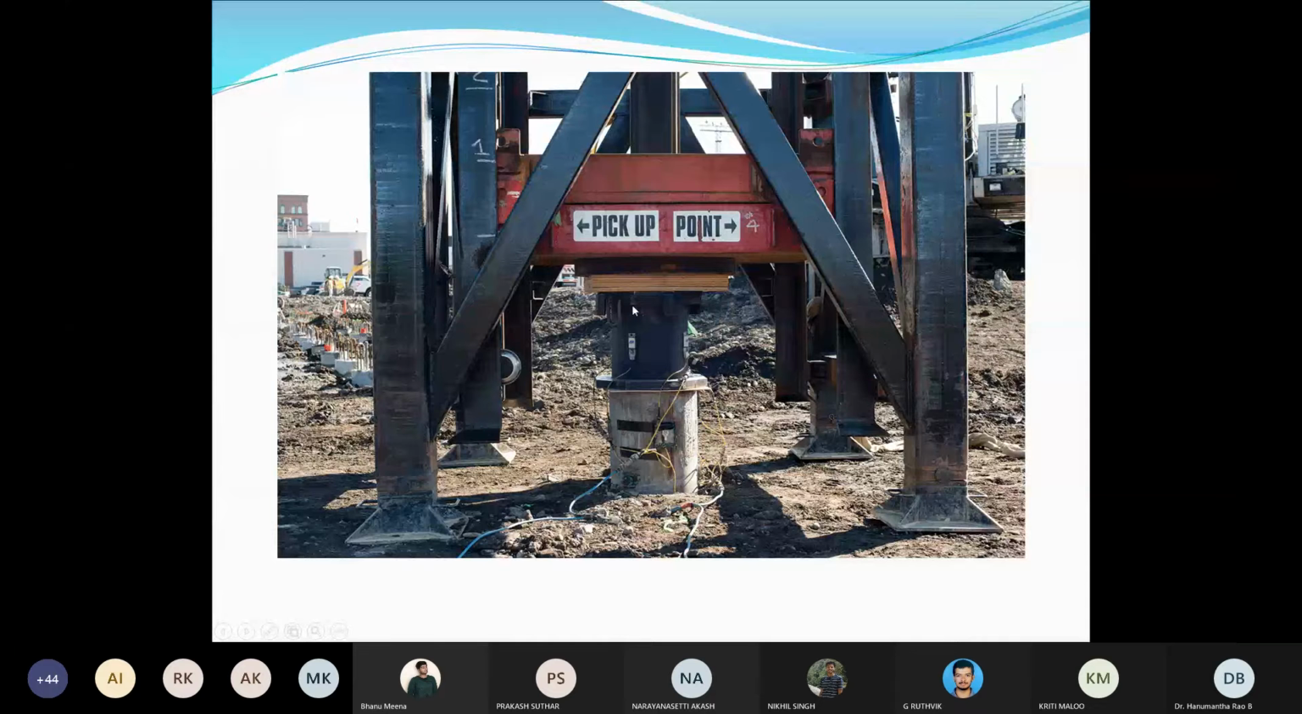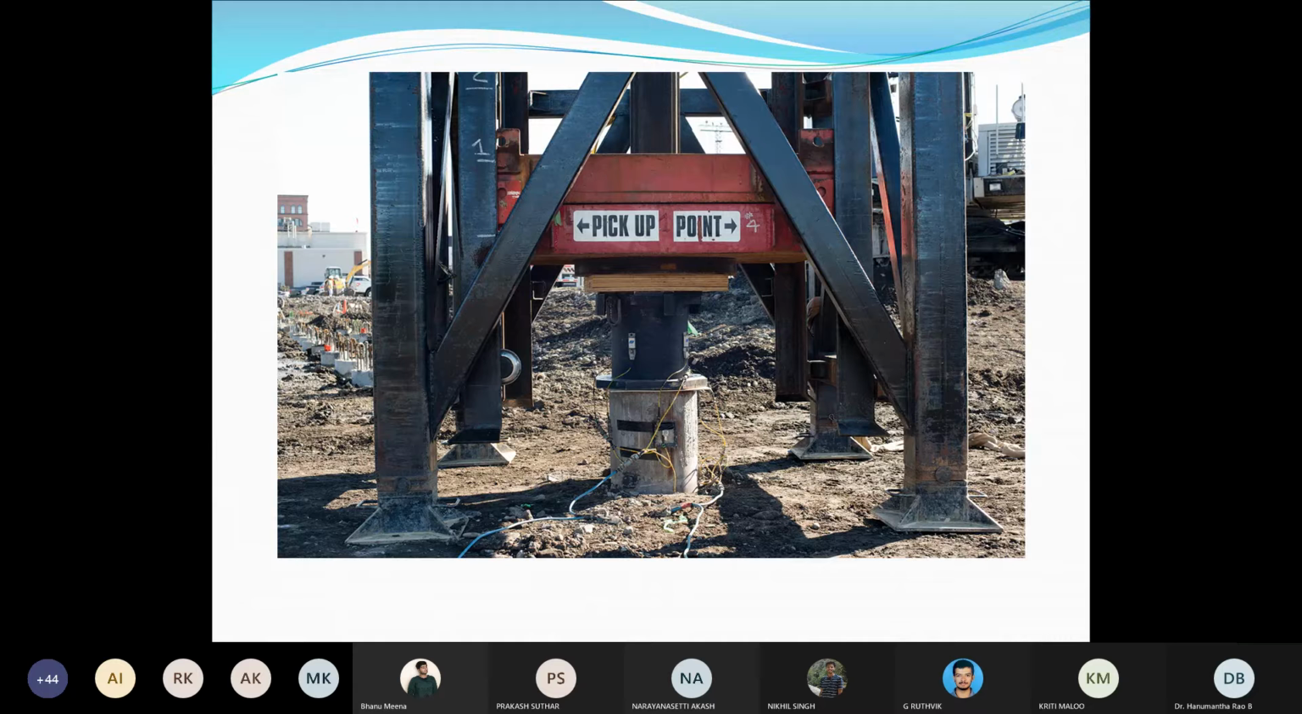Now here you can see the cross section. This is called a hydraulic jack. This is the jack and this is the pile material, and a lot of sensors are embedded all around the pile as well as the jack. This is the pile and this is the jack. All these sensor systems help you to monitor the settlements, because that is one of the primary aims.